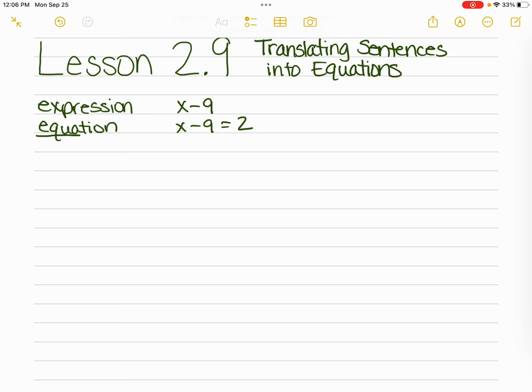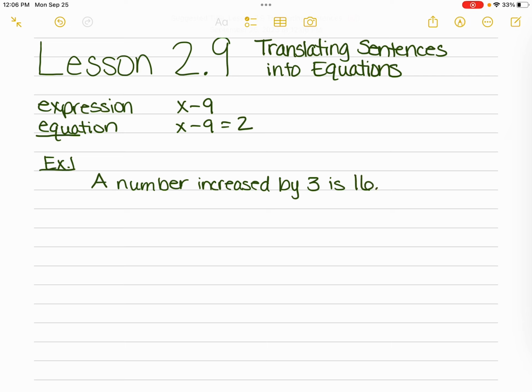So let's talk about example 1. Example 1 says, a number increased by 3 is 16. I think I said 6, but it is 16.